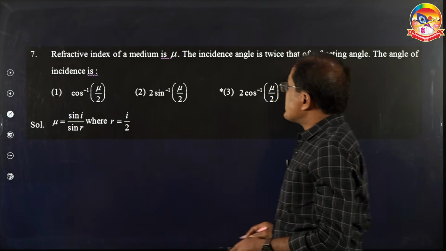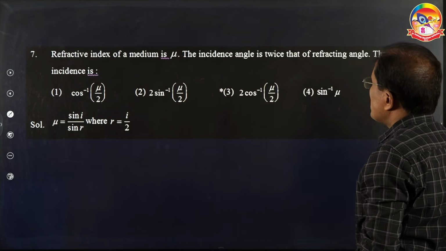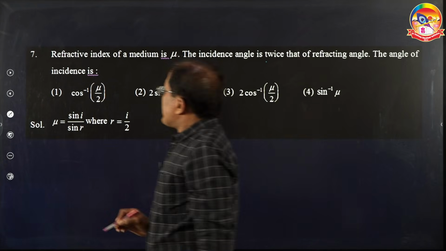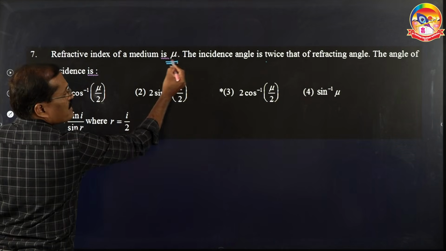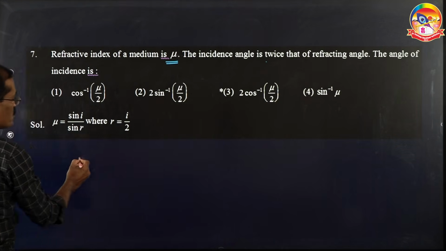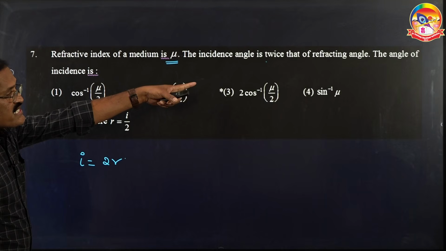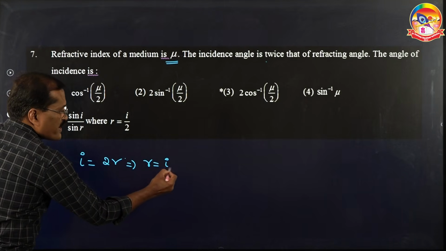Now let us take the next question. The refractive index of the medium is mu. The incident angle is twice that of the refracting angle. The angle of incidence is equal to what? I told you already, the first formula is very important. In this case the refractive index of the medium is given, and the angle of incidence is twice the angle of refraction. First of all you must write that I is twice the angle of refraction, but he is asking for the angle of incidence. Therefore you need to eliminate R. R is equal to I by 2.